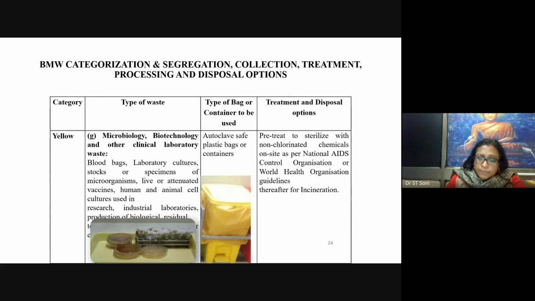And for our primary role as an occupier, as a generator of the waste, we are supposed to pre-treat this waste, and the entire pre-treating has now been pushed off to the autoclaving of the microbiology waste and any of the waste generated in the blood banks. So blood bank, any blood bag which is discarded, which is expired, everything will go in autoclave safe yellow bags, and they will be autoclaved. We are not supposed to push any type of liquid chemical into it. It is very dangerous, and it is not mandated by the current biomedical waste management rules.